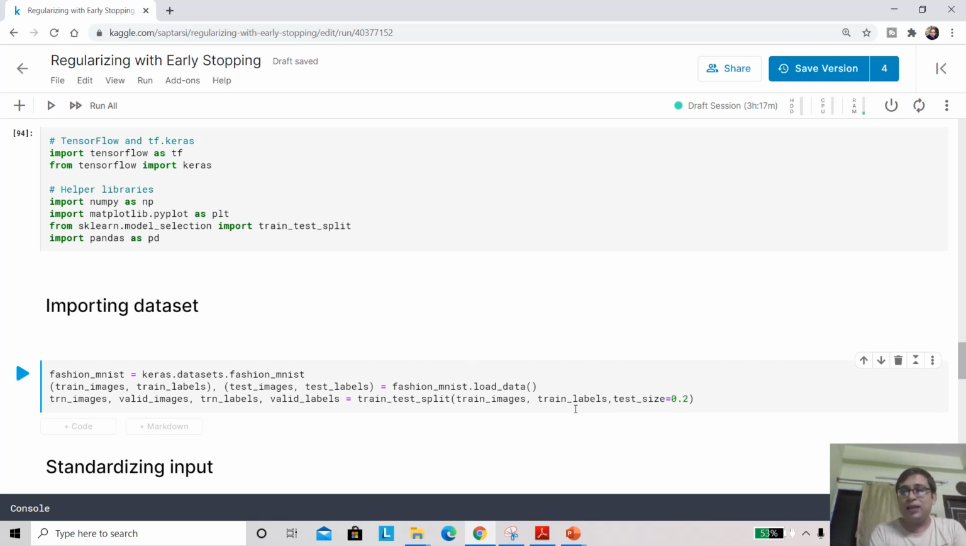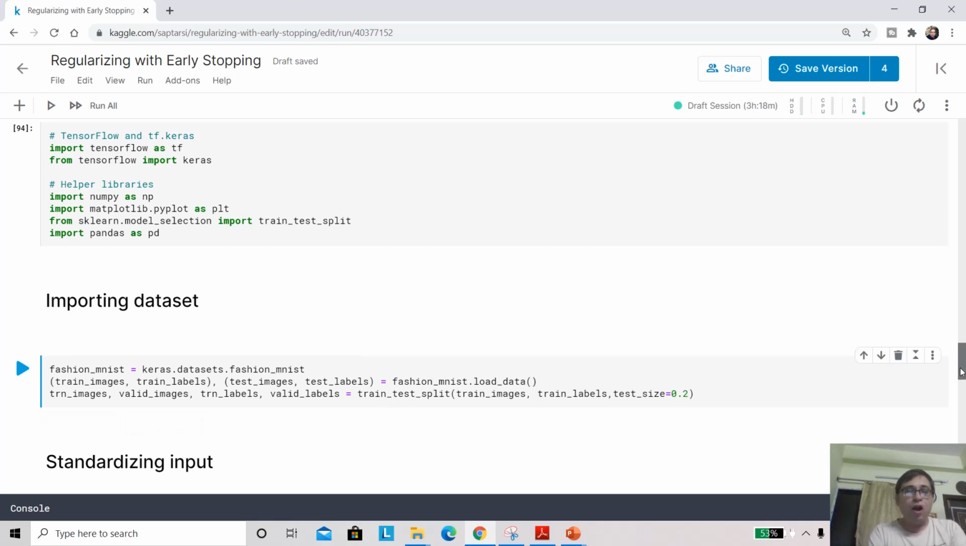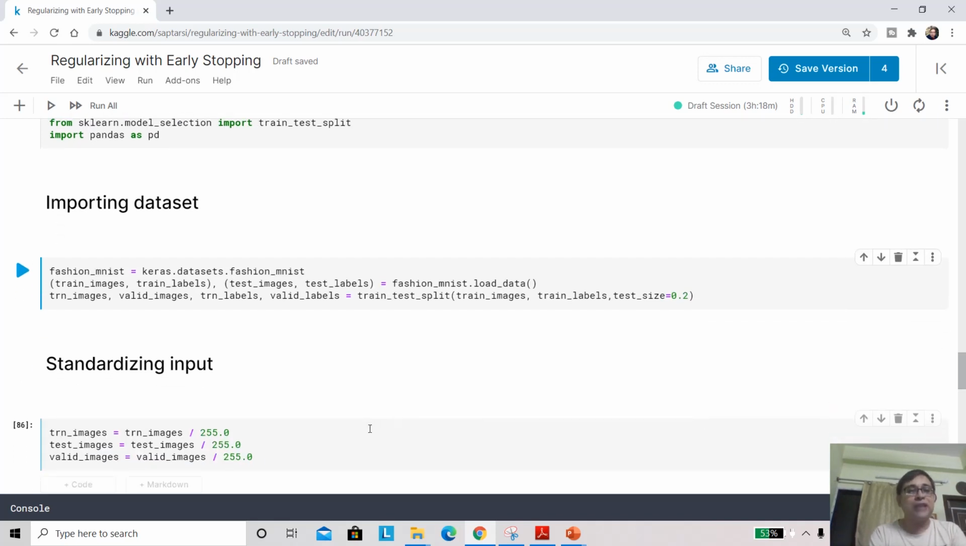And then we already had a train set and test set. From the training set, we also created a validation set. Okay, so this is one of the very important steps to look at. All right. So after that, we need to of course standardize the input. So as it is a pixel value, just dividing by 255 will standardize all the inputs, and we do that for all of the training images, test images, and validation images.